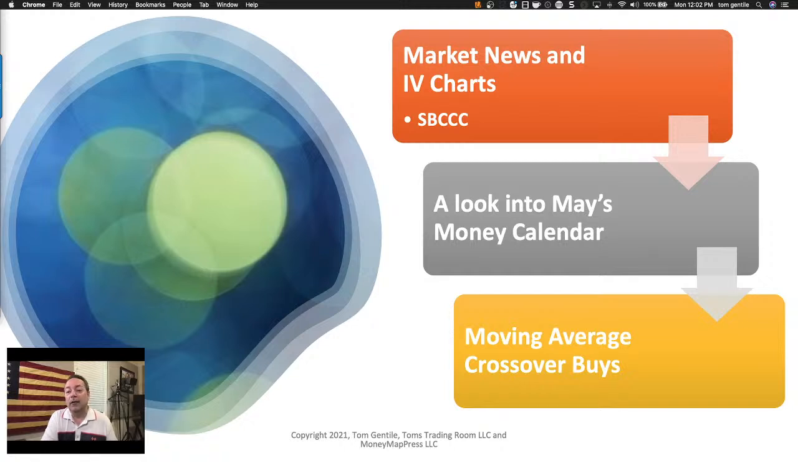And then finally, what I thought I'd do is jump in and show you what moving average crossovers are and how you can take a look at those. We'll take a look at some moving average crossover buys in the market too. It's a very simple strategy that anybody can do. All they have to do is have access to moving averages. You don't need my software to do this.